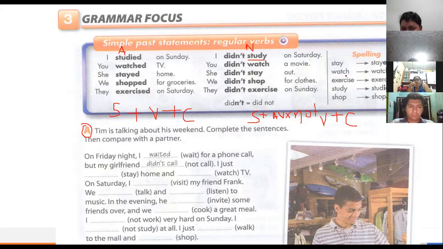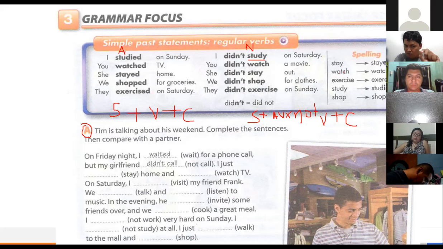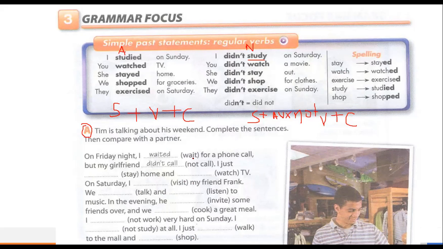Let me ask you, are all these verbs regular? Or do we have an irregular verb? Y esto les pregunto en general. ¿Será que todos los verbos en este ejemplo son regulares? ¿O tenemos un verbo irregular por ahí? Are all these verbs regular? Or do we have an irregular verb over here?